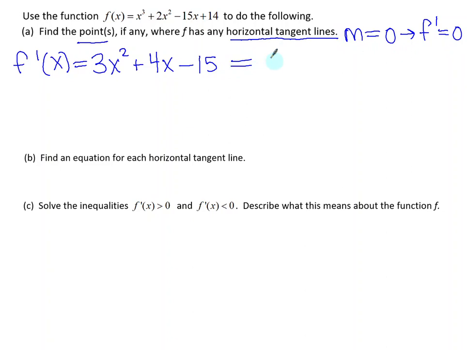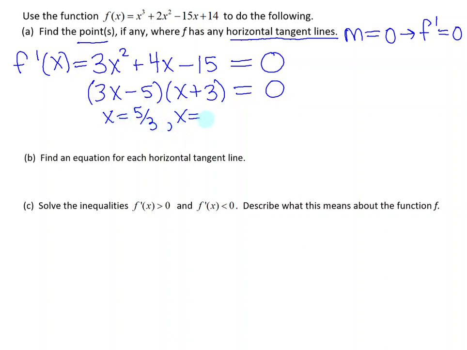So I set my derivative equal to 0. This is a quadratic that can be factored. The factors are 3x minus 5 and x plus 3. Setting each factor equal to 0, we get that x equals 5/3 and x equals negative 3. Now we have the x coordinates where there is a horizontal tangent line, but they want the points where there are horizontal tangent lines, which means we need the y coordinate that goes with these x coordinates. So we're going to need to plug in each of these x coordinates.